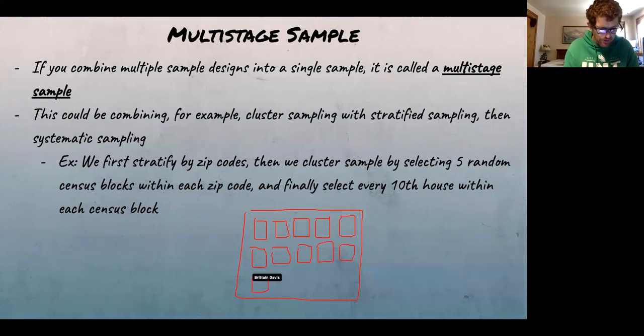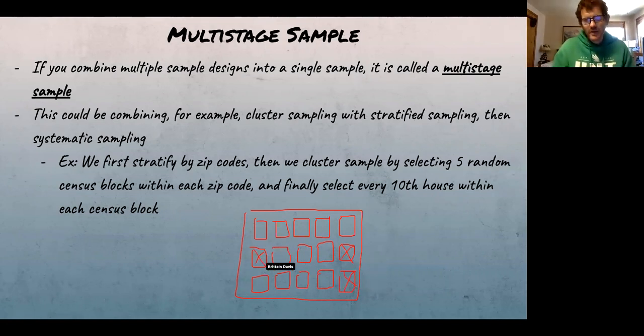All right, so now you've got your census blocks and you just select randomly. Random number generator tells you to pick this one, and this one. Okay, so we did a cluster sample within that stratification. And then finally, within those census blocks, we go to every 10th house, because that's what we calculated was what we needed to do. All right, so that's multi-stage.